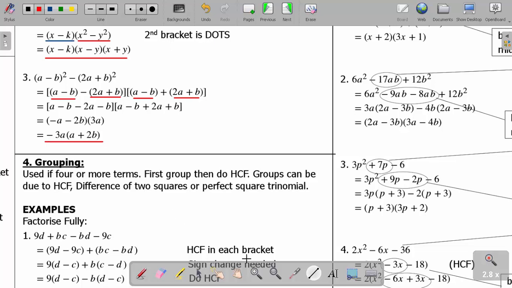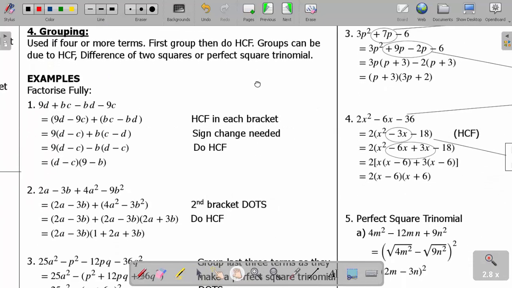Now sometimes if we have more than 3 terms, we use what we call grouping. That's number 4.